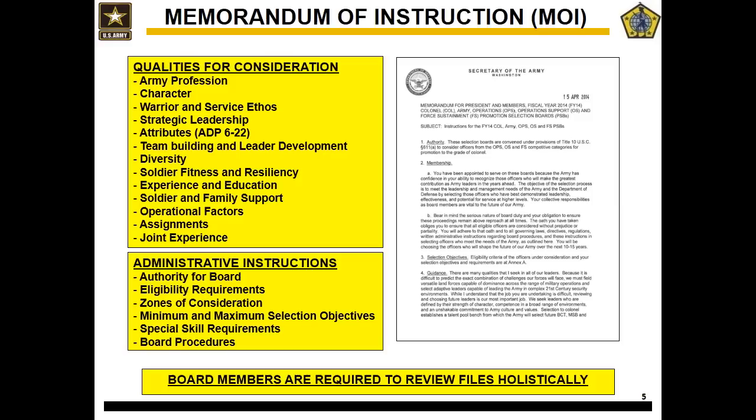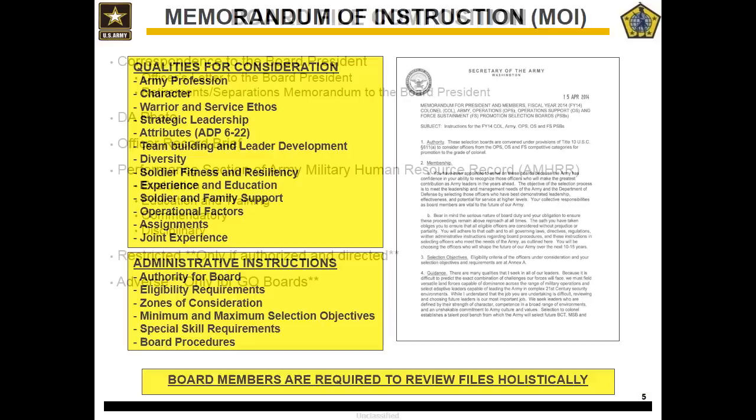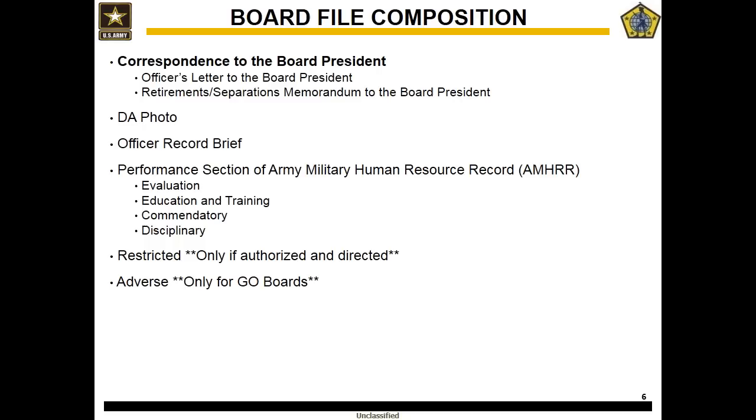Now that you know what a board is, it's time to discuss what a board file is. The board file is comprised of the following information. If applicable, correspondence to the board president will always appear first. Examples of correspondence may be an individual officer's letter to the board president or a retirements and separations memorandum.